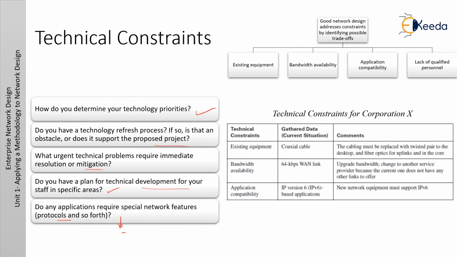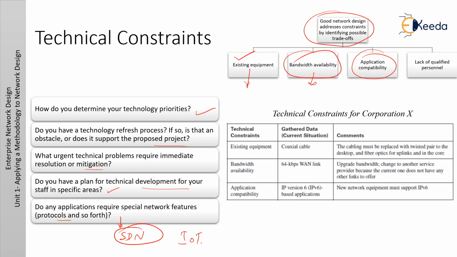In recent days, SDN is very common. Software defined network. This is a new protocol for IoT. So whether this is required or not. Good network design addresses constraints by identifying possible trade-offs like existing equipment, whether this existing equipment works together with new or not, bandwidth availability, whether the present technology is good with the bandwidth or not, application compatibility, whether the new application is compatible with the old application or not, and lack of qualified personnel to manage the interoperability between new and old technology.